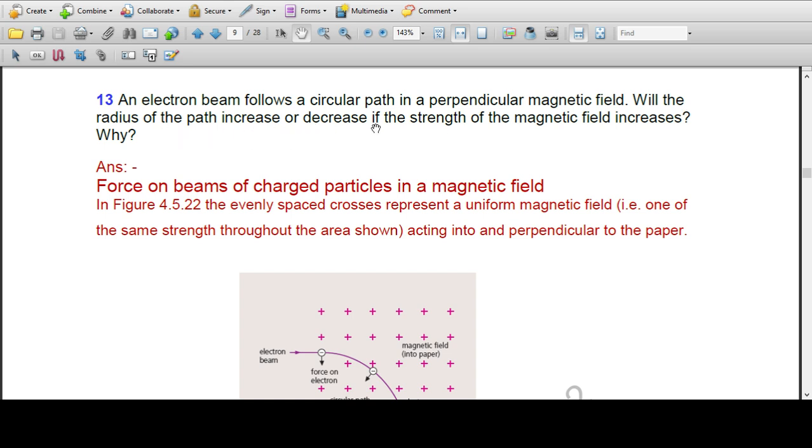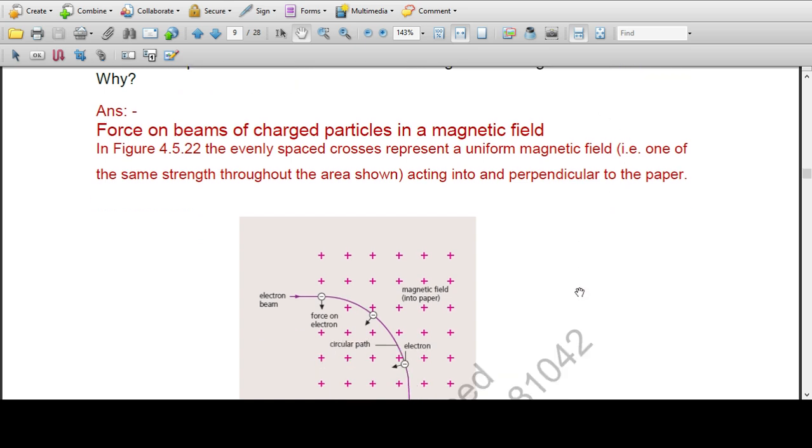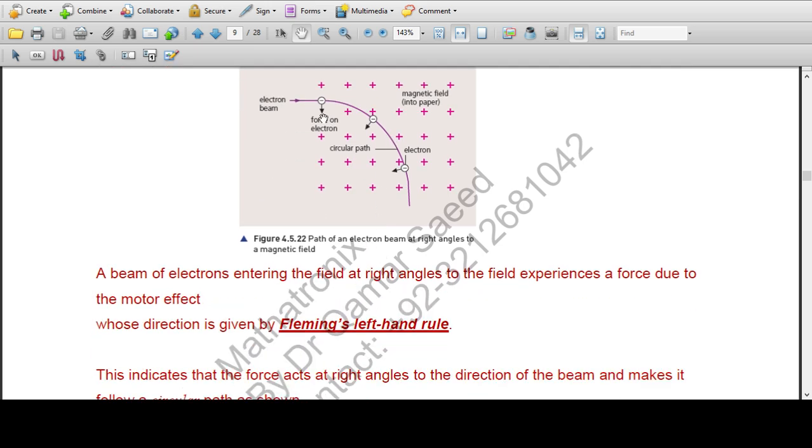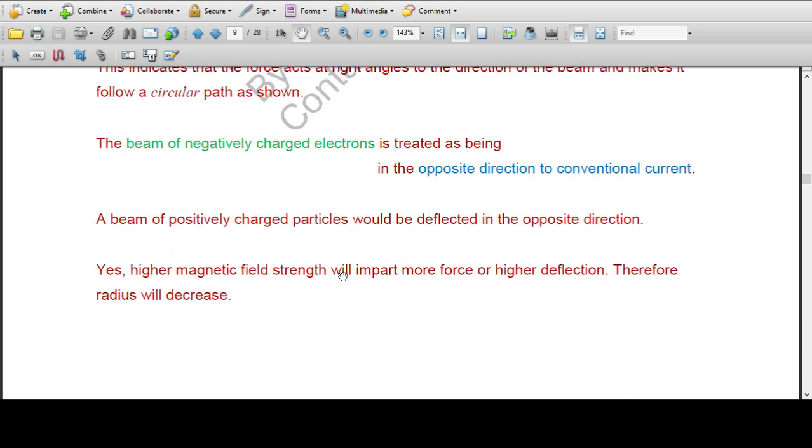Will the radius increase if the strength of the magnetic field increases? If the strength of the magnetic field increases, then this force will increase, so it will reduce the radius. Yes, higher magnetic field strength will impart more force and a higher deflection, therefore the radius will decrease.